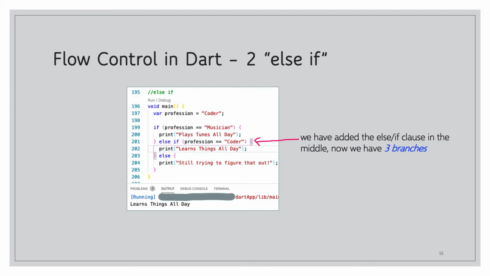And of course, because profession does equal coder, that's what it's set to in our profession variable, the value is coder, it will take the else if branch. And once it does, no need to go any further to the else branch. It prints it out and it will go on to the block of code immediately following our if statement. Now there is none here, so the code just ends.